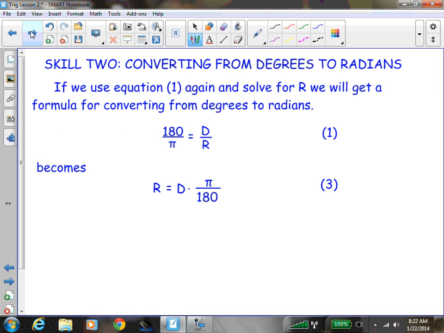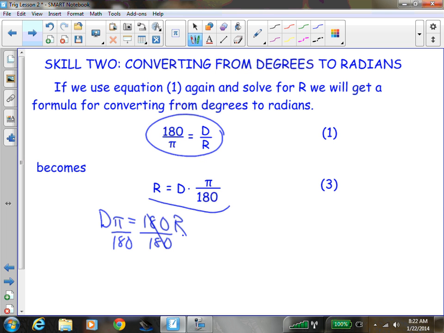Now the second skill is going the other way and converting from degrees to radians. If we take the same equation that we had to start with, and once we had cross multiplied like before, where we had d pi equals 180r, if we want to solve this one for r, we're going to divide by 180 on both sides. And so you can see here that r is equal to pi over 180 times d.